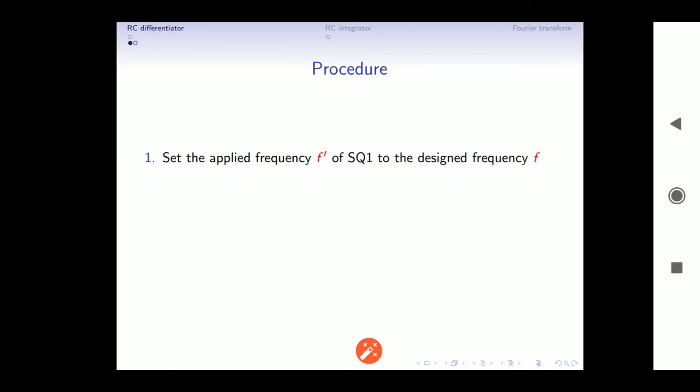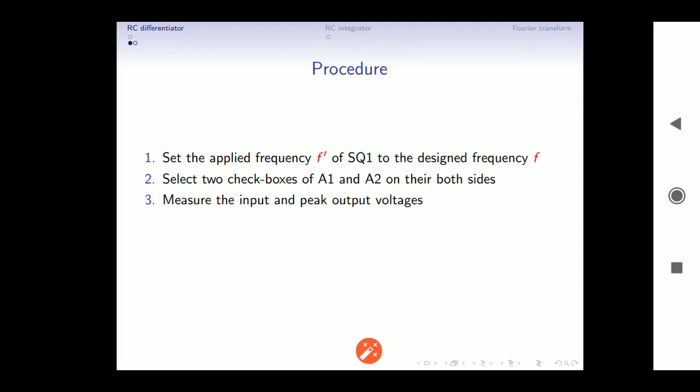The applied frequency I am calling F prime, and the design frequency F. In the first case, F prime is applied equal to F. Then the output signal and input signal are measured directly on the monitor, the GUI of the expEYES kit. For that, you connect A1, A2 and check their boxes to get the values of frequencies, voltages, etc. of the signals. Measure input and output peak voltages for the signal of this differentiator circuit.